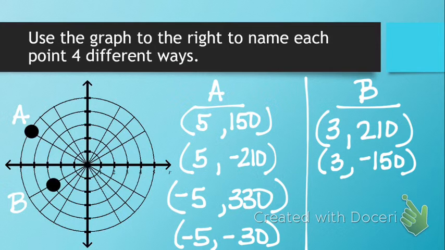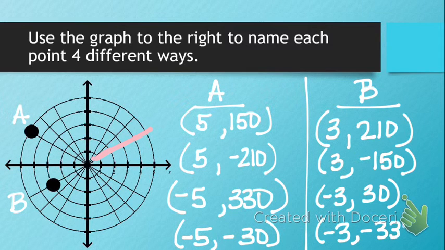Okay. Now, for us to use a negative radius, that would mean that my reference would be here, which is 30. So I could also name this point as negative 3, 30. Or I can use a negative angle. So what would this be as a negative angle? Negative what? So I could also say negative 3, negative 330. That's 4 different ways. All right, who had all 4 of those? Any questions about that?